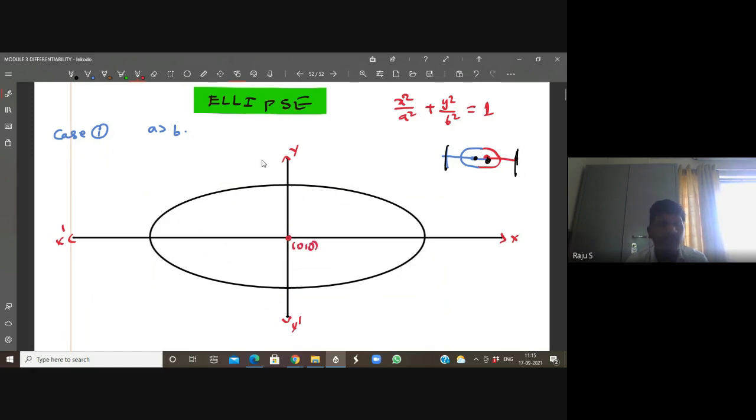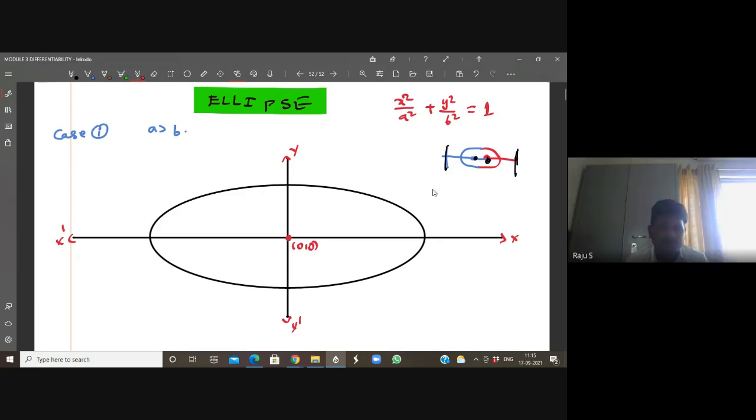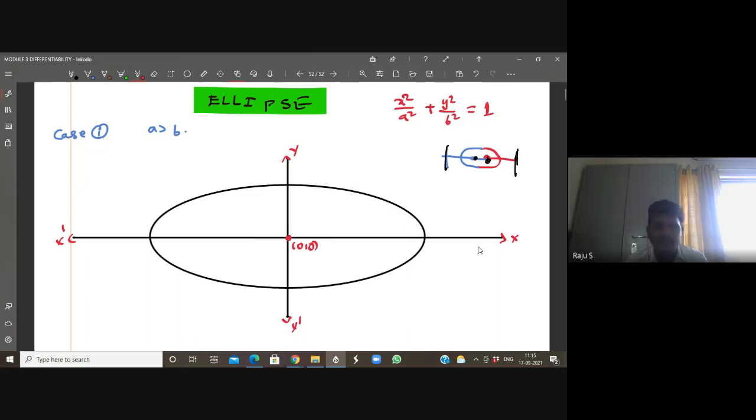What is meant by vertex? I told you here. According to this, the common point of both parabolas and the axis of the parabola. What is the axis of the parabola here? Sir, x and x bar, y and y bar both, sir. Not both like that. Here, you should consider the axis of the ellipse. We don't have any axis of a parabola here.